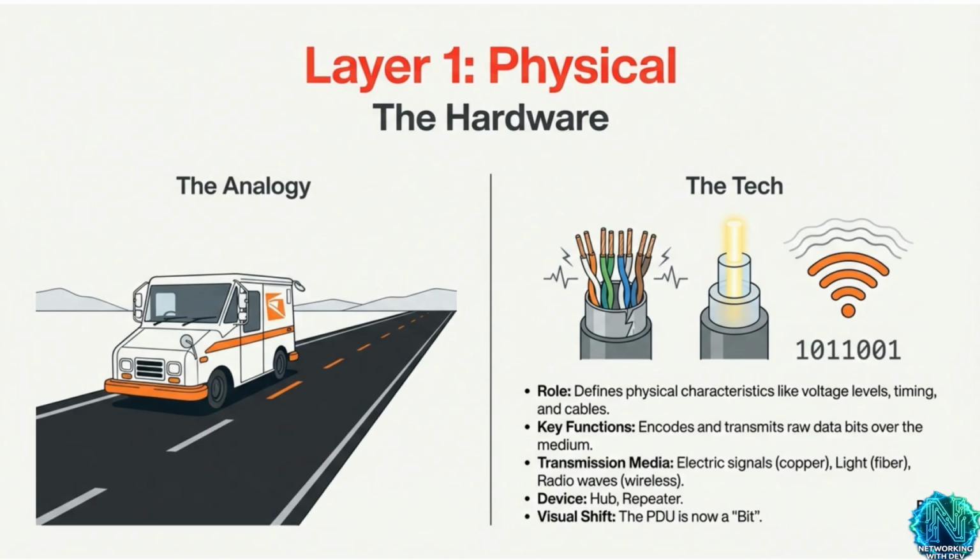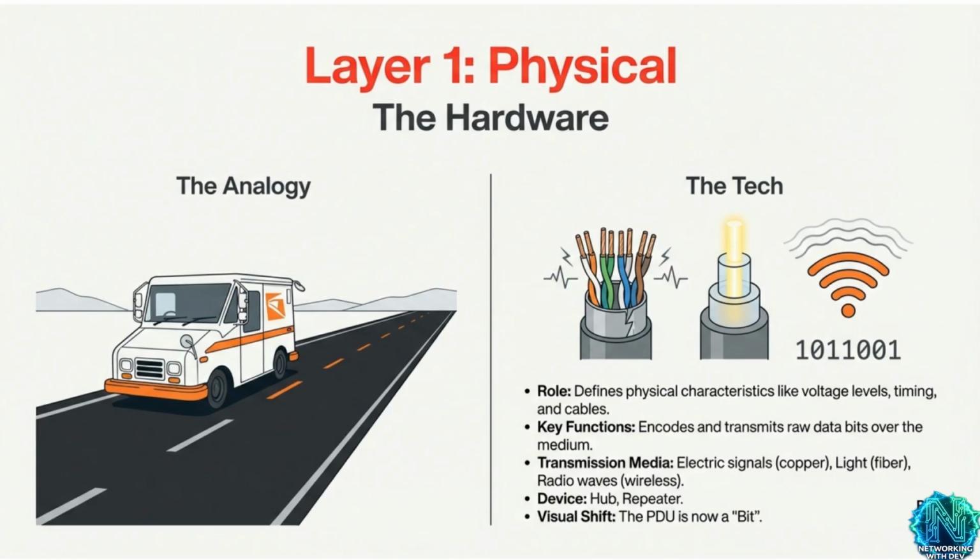Finally, we reach the foundation of it all. Layer 1. The physical layer, also known as the hardware. In our analogy, think of the delivery truck on the open road. The letter has been written, packaged, and addressed. Now it requires the actual physical highway to move from point A to point B. This layer defines the physical characteristics needed for that journey, such as voltage levels, timing, and cable specifications. Its primary role is to encode and transmit raw data bits over a physical medium.